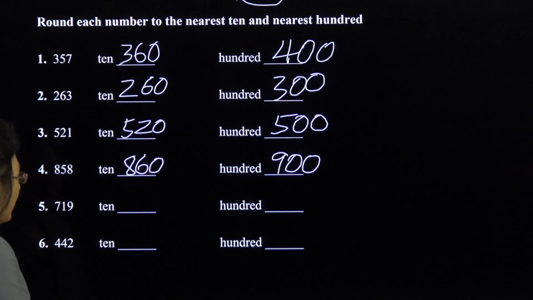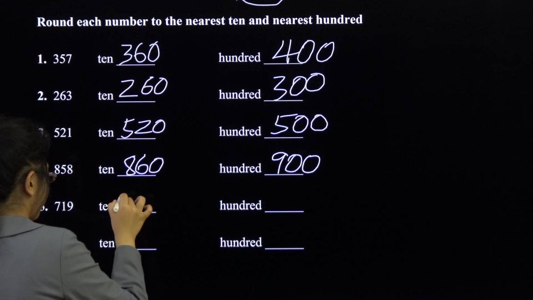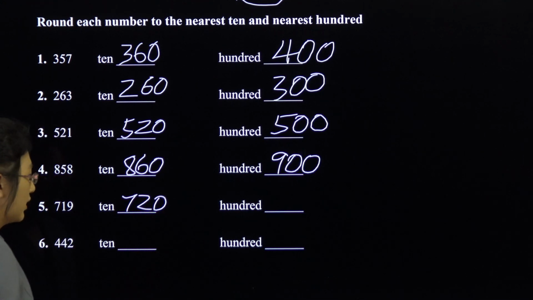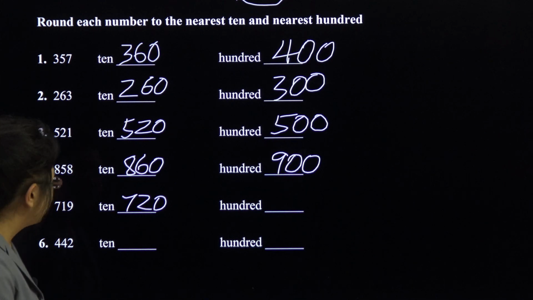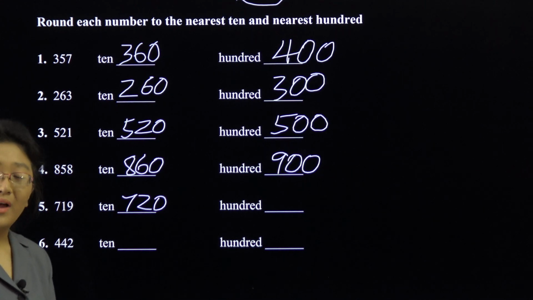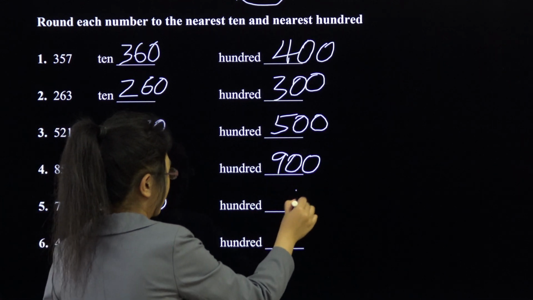719. For the tens place, we look at the ones place. The ones place is a 9. 9 is bigger than 5. You round up to 720. For the nearest hundred, you look at the tens and it's a 1. And 1 is smaller than 5. You round down to 700.